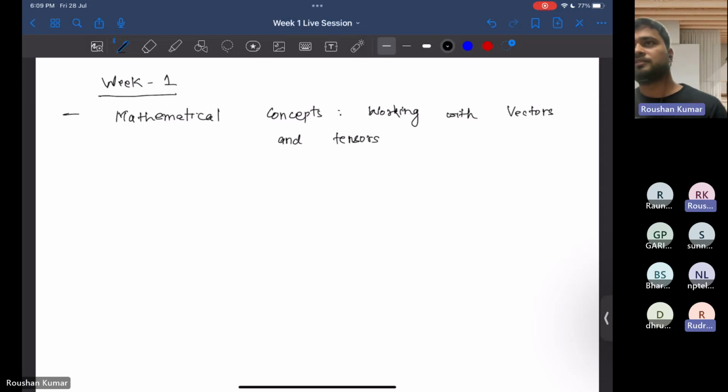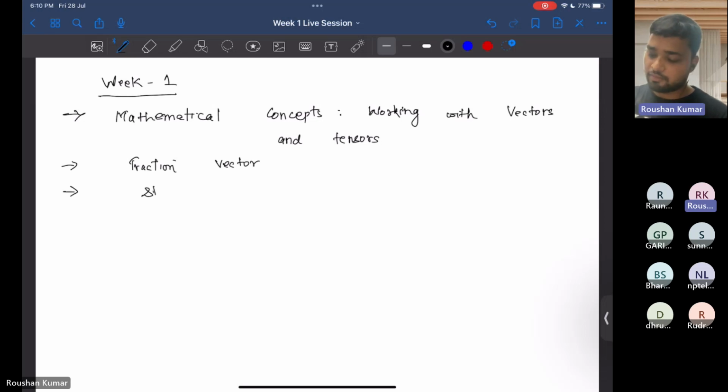Yes. So is my screen visible? Is my screen visible to everyone? Okay. So week 1 has 3 lectures: mathematical concepts, working with vectors and tensors. The second lecture is on the traction vector, and the third lecture is on the stress tensor and its matrix representation.